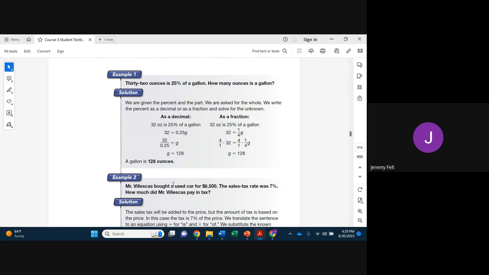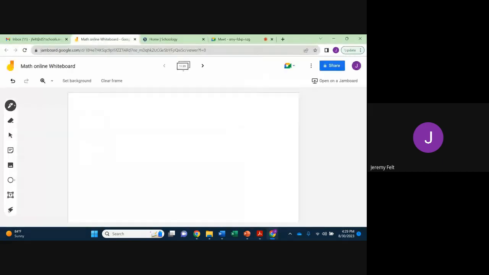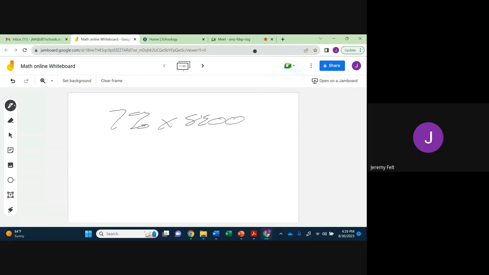So if we're looking at example 2, someone bought a used car for $8,500. The sales tax was 7%. How much tax did Mr. Valeskis pay? So we want to figure out what is 7% of 8,500. So we could do this either as a fraction.